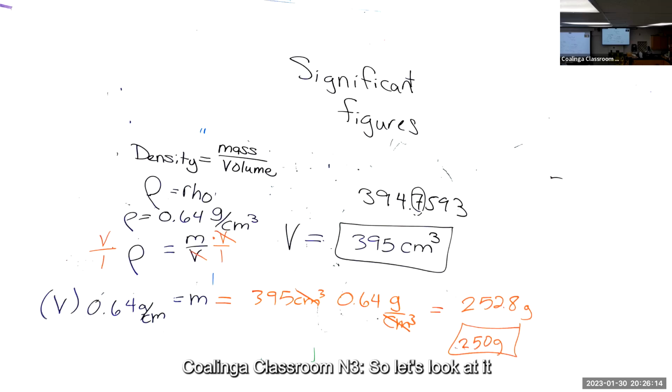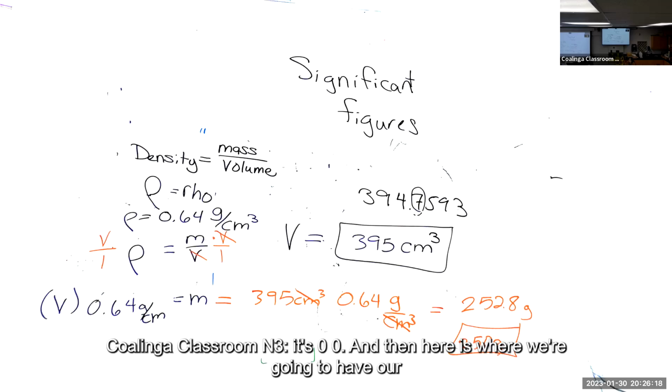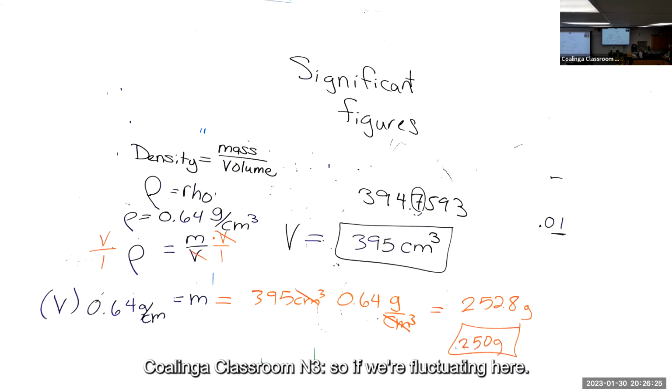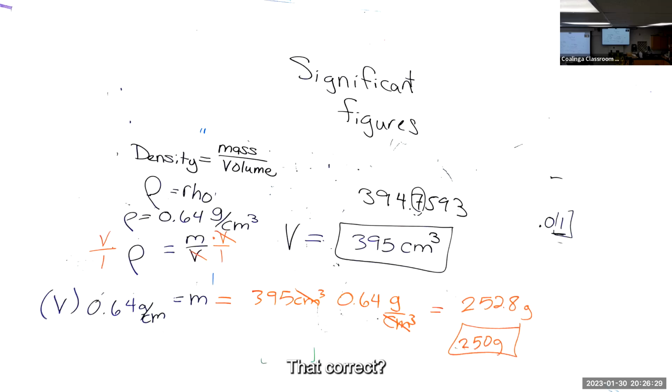So let's look at it. Our scale is a centi scale. So that means 0, 0, and here is where we're going to have our fluctuation, right? So if we're fluctuating here, where is the accuracy going to occur? It's going to occur at this level.